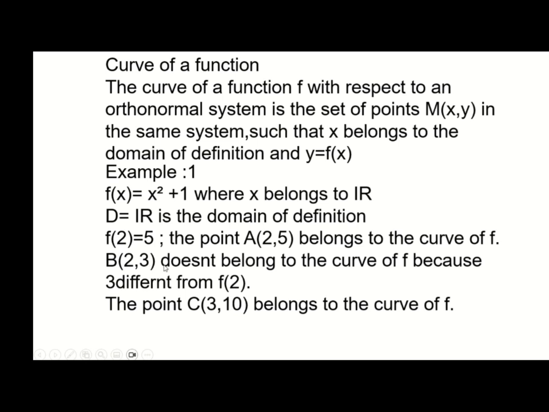The point B(2, 3) doesn't belong to the curve of f because 3 is different from f of 2. If we calculate f of 2, it is 5, different from 3. Then this point does not belong to the curve of f. The point C(3, 10) belongs to the curve of f because if we calculate f of 3, 3 squared plus 1 equals what? Equals 10. This is x and y. X belongs to the domain of definition and y equals f of x. 10 equals f of 3. It is a point belonging to the curve of f.